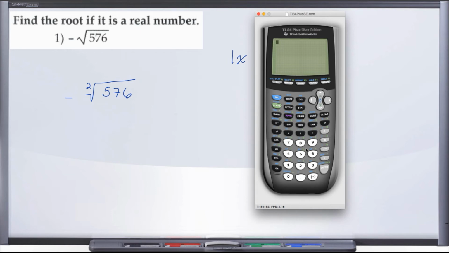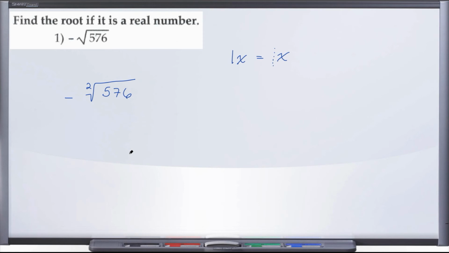Now obviously this is a graphing calculator. You're not going to be allowed to use a graphing calculator on your chapter test or final, but this is the only calculator that I have that will show up on the recording software. But we're not using any of the fancy features of the graphing calculator. We're just going to take the square root of 576, and that gives us 24. So what we have here is 24 is the number that we square to get 576.